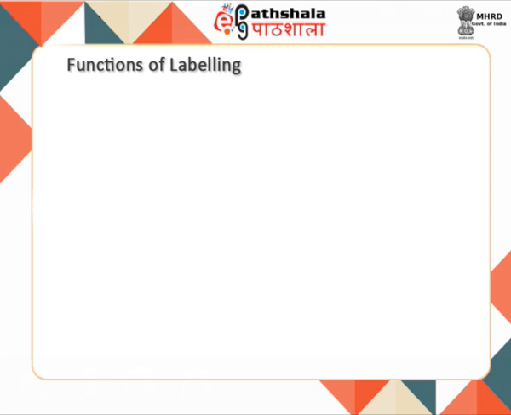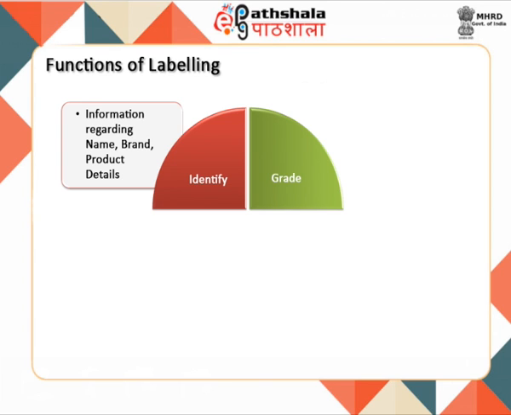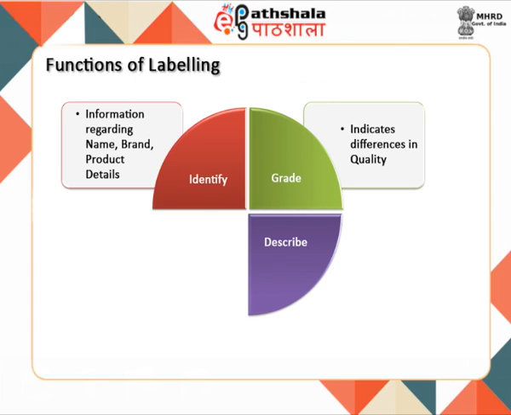Some of the important functions that labeling performs are: Identify. A label helps the product to be identified among various other products. The label has the information regarding the name, brand, product details, and other information about the product. Grade. It is a type of labeling that is done for commodities, for example, basmati rice, and indicates differences in quality. Describe. A label performs the important function of describing the product.